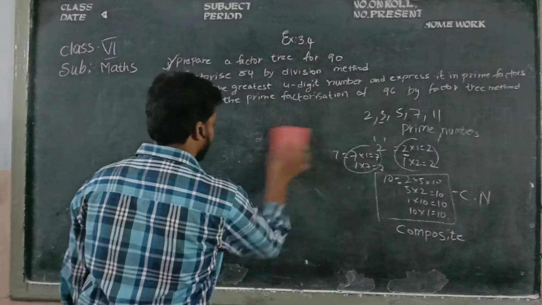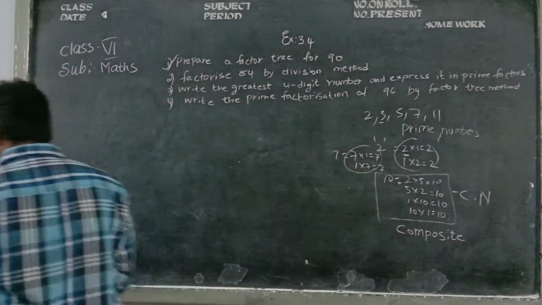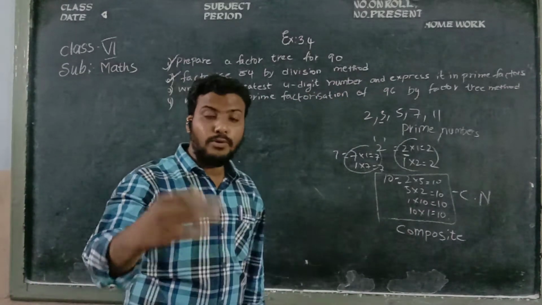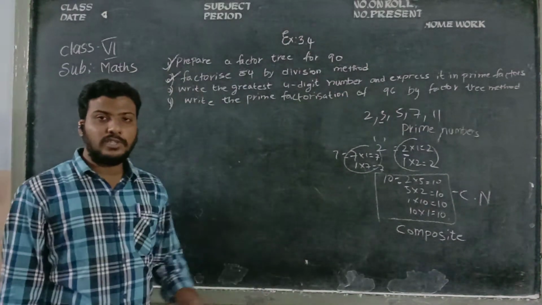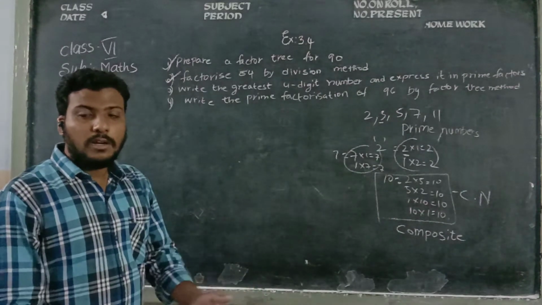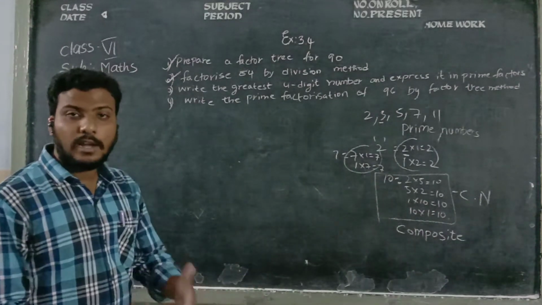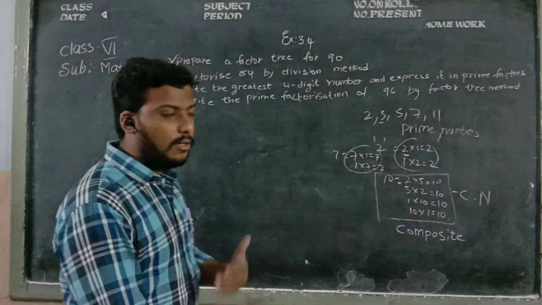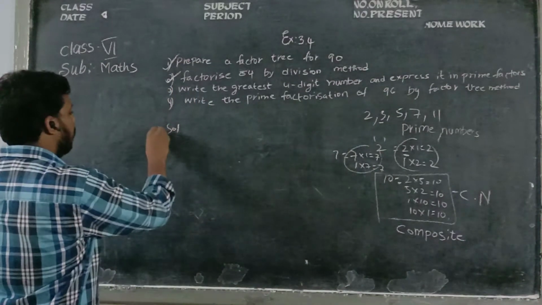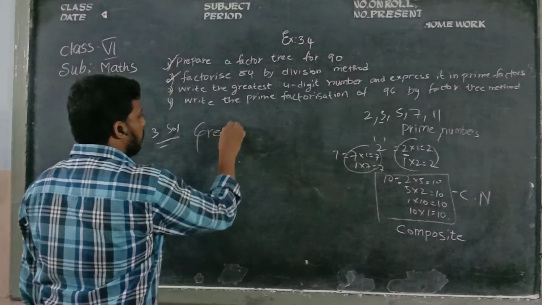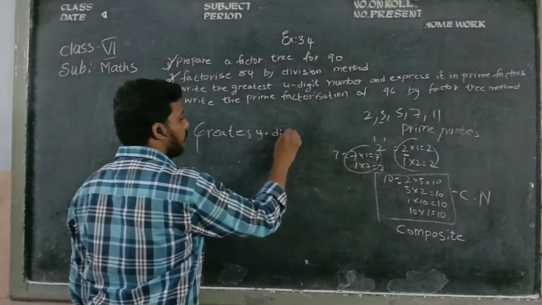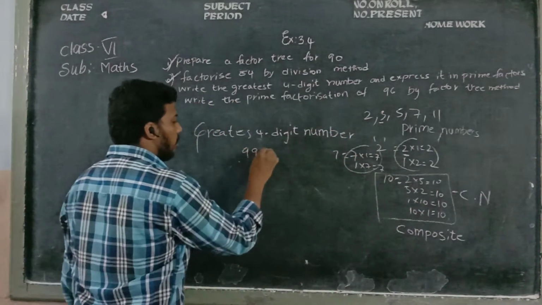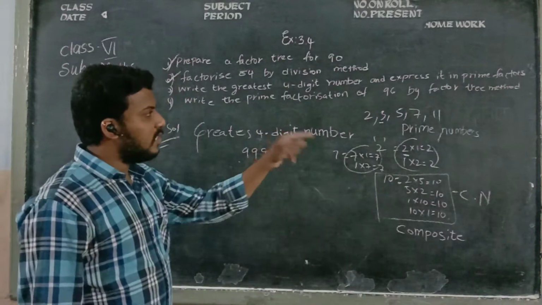Next, third problem, children. That is, write the greatest 4-digit number. If I ask you, you know that spontaneously you say, sir, the greatest 4-digit number is 9999. But we have to find it and express its prime factors here. We already know that. So write the third problem, children. That is the greatest 4-digit number, children. That is 9999. What do I ask? Express it in prime factors.